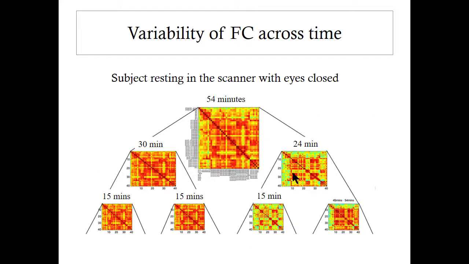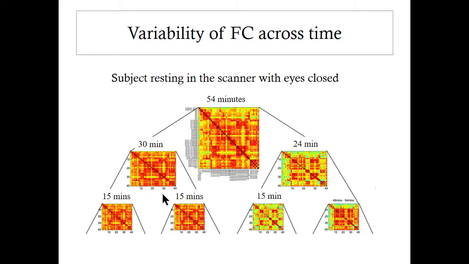This is a scan that was 54 minutes long. It's an unusually long resting scan, since these are usually about 15 minutes at the most. And this is the matrix you get if you take a set of regions and look at correlations between them over the entire scan. We can look at what happens if we break this down into smaller time intervals. Here's the first 30 minutes, the last 24 minutes, and then if we break those up even further.